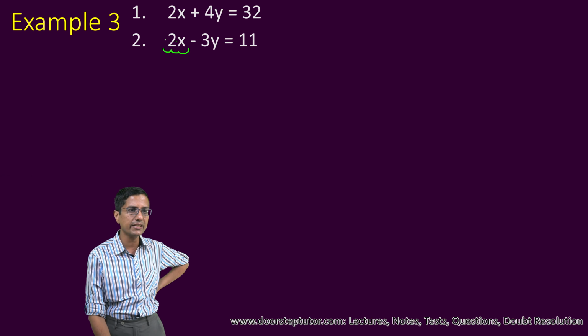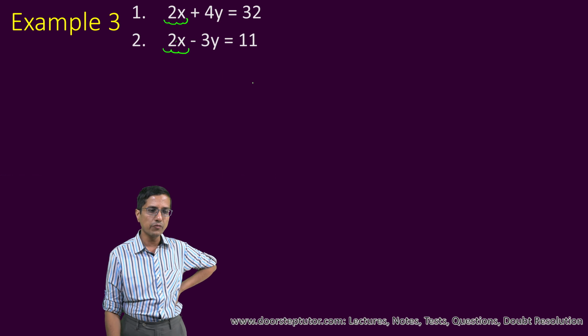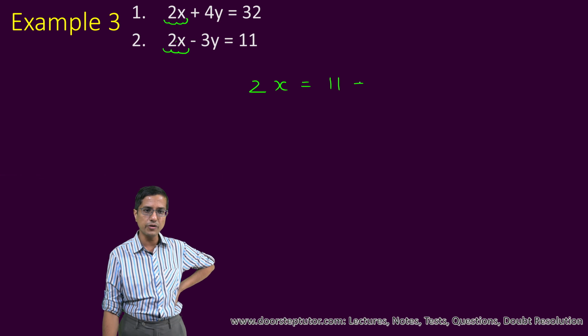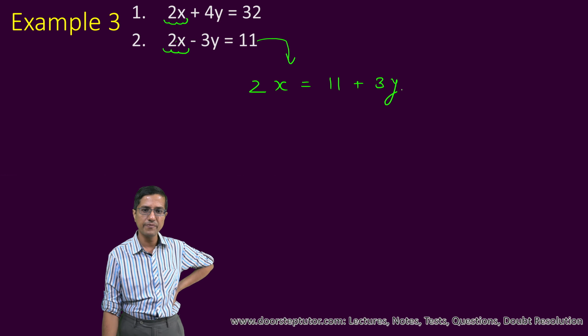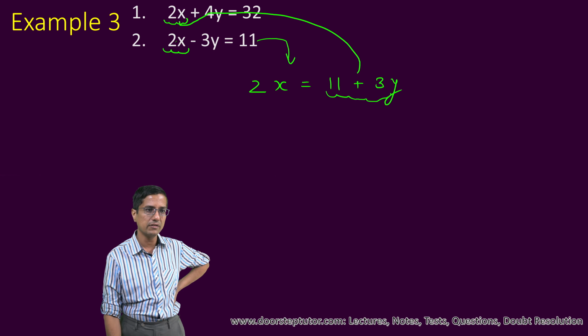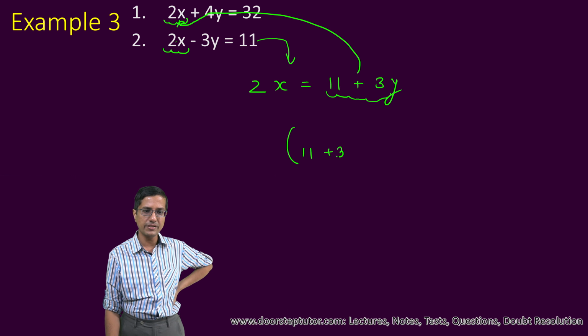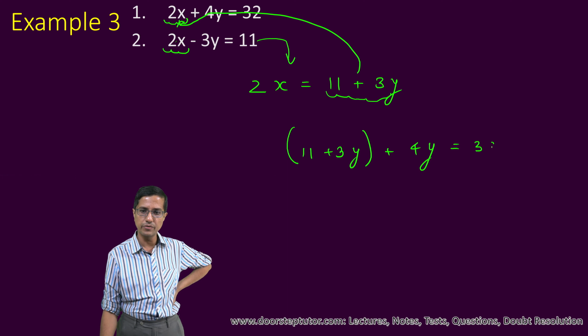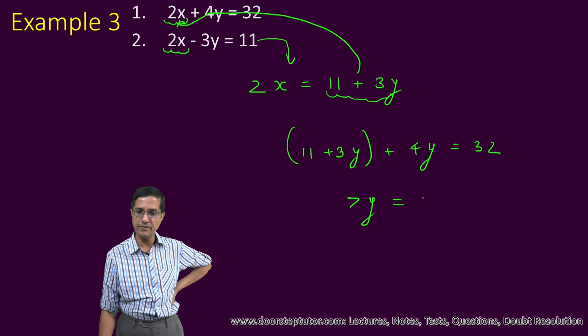So 2x is here and 2x also appears here. So what we'll do is find the value of 2x in terms of y. From this equation we can write 2x is equal to 11 plus 3y. Now this 11 plus 3y can go right here. So this becomes 11 plus 3y plus 4y is equal to 32. So this becomes 7y, and this will be equal to 32 minus 11, which is 21, or y would come out to be equal to 3.